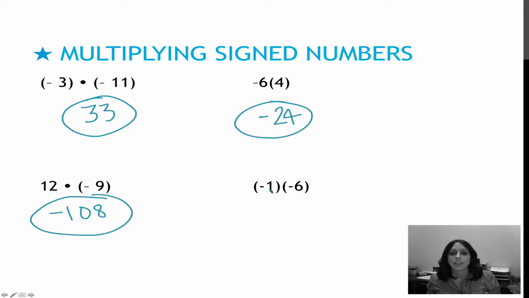And my last one, negative 1 times negative 6. So 1 times 6 is 6. And then the two negatives come together to make a positive. So my answer is positive 6.